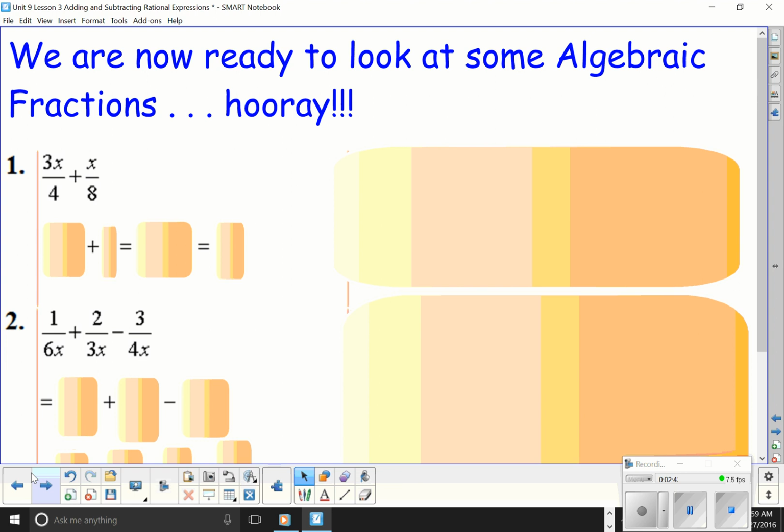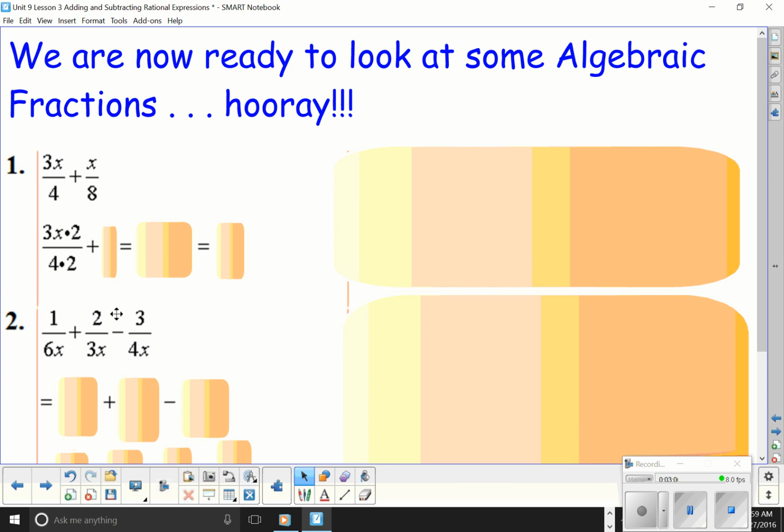Now, we're ready to look at some algebraic fractions. Hooray! On to the bigger things. First, 3x over 4 plus x over 8. Well, what's the LCD? Why, 8, of course.